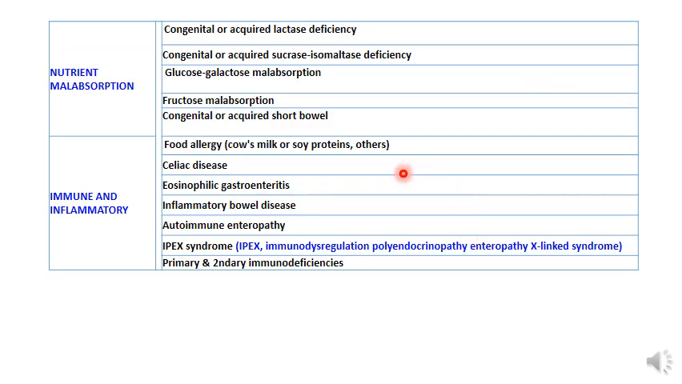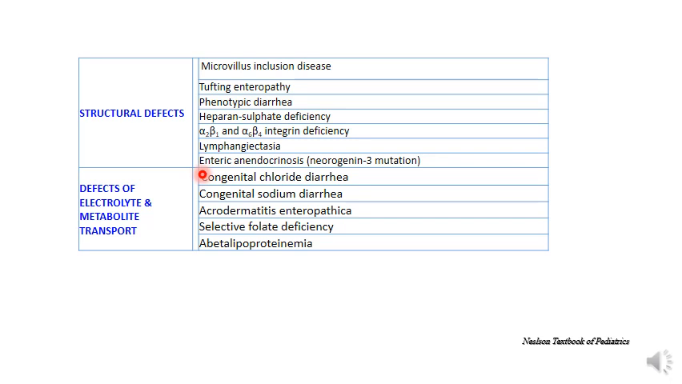Like here, nutrient malabsorption, congenital or acquired lactase deficiency, fructose, congenital, and so on. The list is very long. But here celiac disease is very essential in case of immune and inflammatory process. We'll talk in detail about this disease. Structural defects like microvillus inclusion disease, tufting enteropathy, inherited problems, phenotypic diarrhea, mucopolysaccharidosis, alpha 2 beta 1 and alpha 2 beta 4 integrin deficiency, lymphangiectasia, and loss of fat and protein here, congenital chloride diarrhea, and so on.